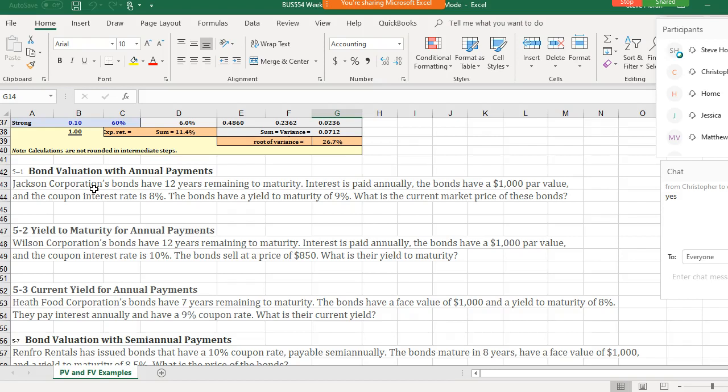It says here, for bond valuation with annual payments, Jackson Corporation bonds have 12 years remaining to maturity. Interest is paid annually. The bonds have a $1,000 par value, and the coupon interest rate is 8%. The bonds have a yield to maturity of 9%. What's the current market price of the bonds? When you're doing a bond valuation, you're computing the present value of the bonds, and to do that we're using the time value of money calculation.